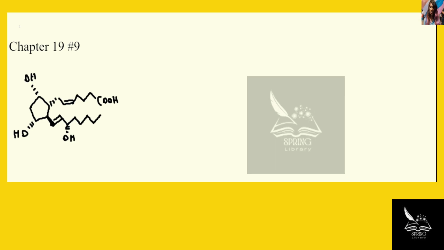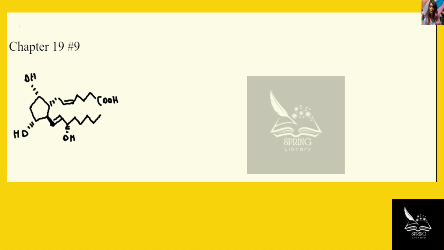This is the answer to Chapter 19, problem number 9 from the Smith Organic Chemistry textbook. This problem asks us about this prostaglandin PGF2 alpha, and we're asked several things about this molecule.